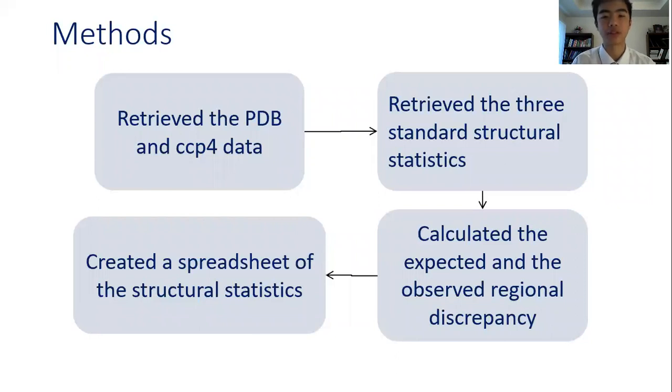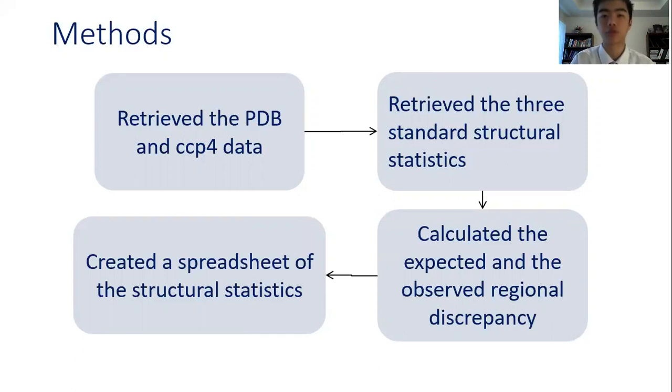And then with that sum, I divided it by the number of voxels within the entire PDB entry to get the average absolute voxel discrepancy. And then with this average value, I multiplied it by the number of voxels within the region, which is defined by a 3.5 angstrom radius around the ATP residue. And then from there, I got the significant expected regional discrepancy, which is what I wanted.